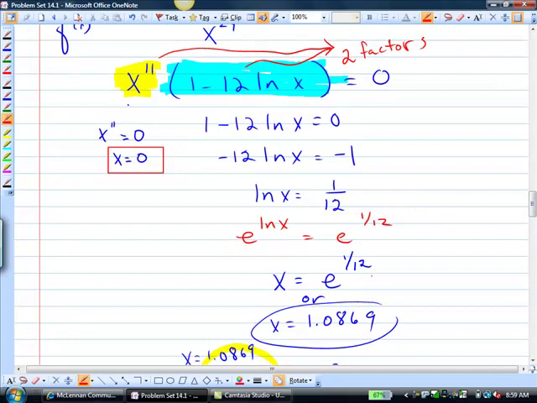If you do e to the 1/12 on your calculator, do that for me, because you'll have to do second ln, you'll have a caret, and you'll do parentheses, 1 divided by 12. So e to the 1/12 should get you 1.0869. Okay, so there's our critical number.